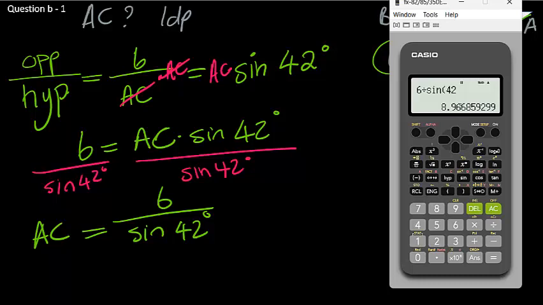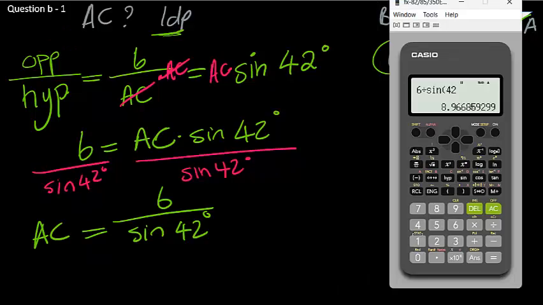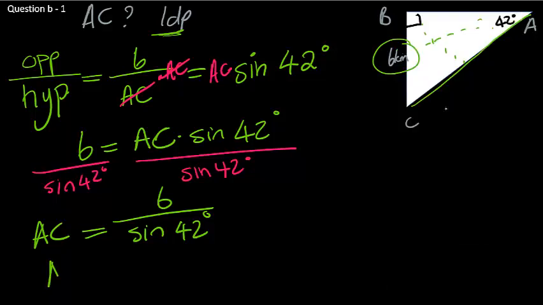8.966. I want to go to 1 decimal place. So since I want 1 decimal place, I want to look at that 9. I look at the 6 next to the 9. It tells me to go to the next number. 9 becomes 0 and 8 becomes 9. So to 1 decimal place, AC is equal to 9.0 units to 1 decimal place.